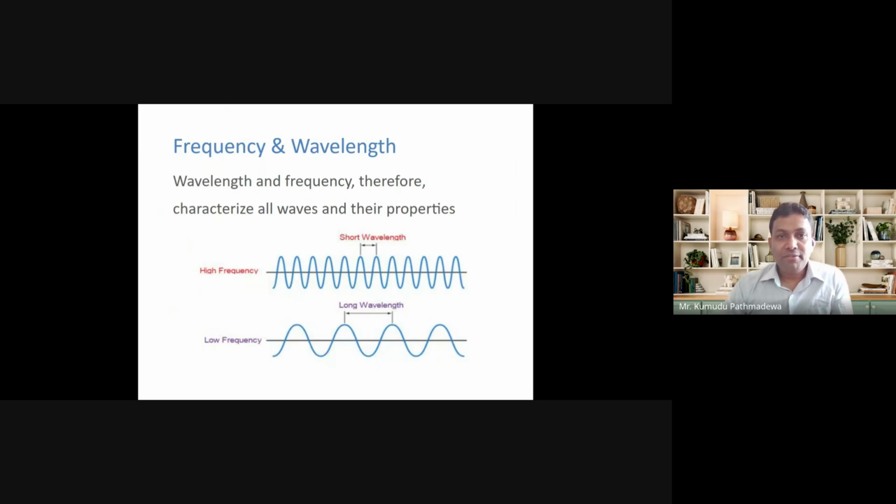So every wave has two key properties, wavelength and frequency. Wavelength is the distance between two crests, while frequency is how many waves pass a point per second. These two characteristics determine the behavior of electromagnetic waves and how sensors interpret them.